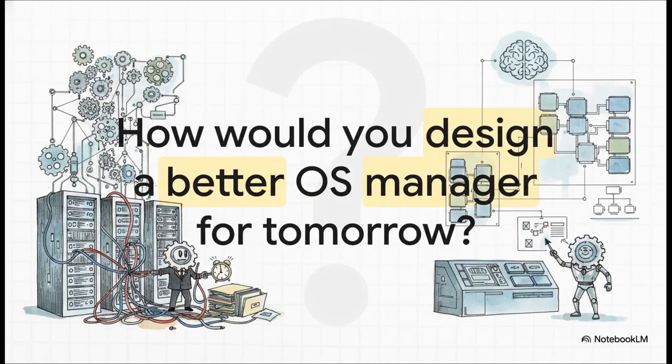So at the end of the day, an OS is really just a manager, right? It sets the rules to make sure everything is fair and efficient. But as our computers get way more complex, with thousands of cores, new types of hardware, the job of this manager is getting exponentially harder. So the real question, the one I want to leave you with, is this. Now that you know the rules of the game, how would you design a better manager for the computers of tomorrow?